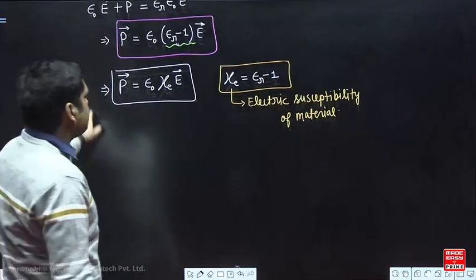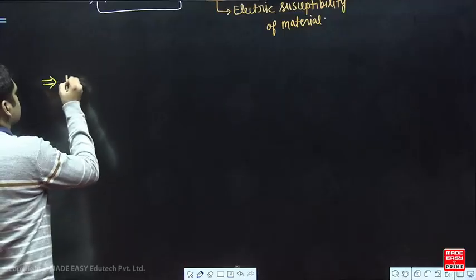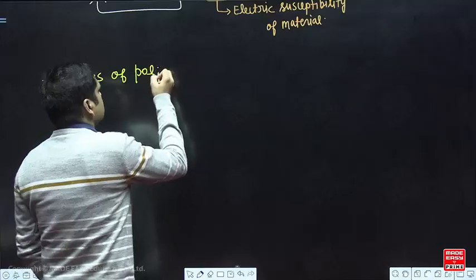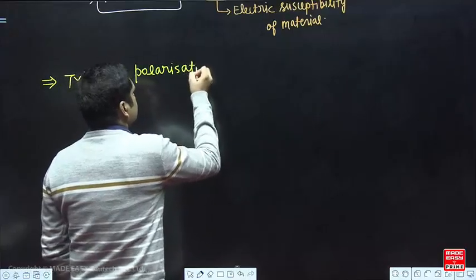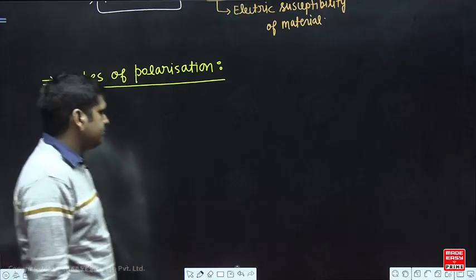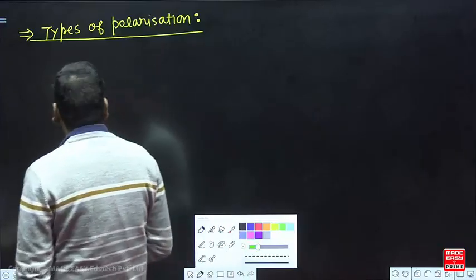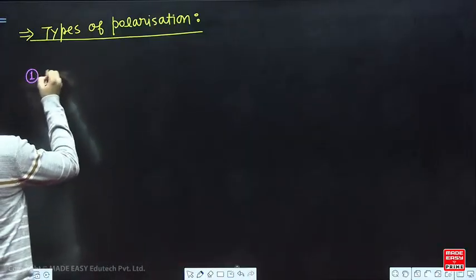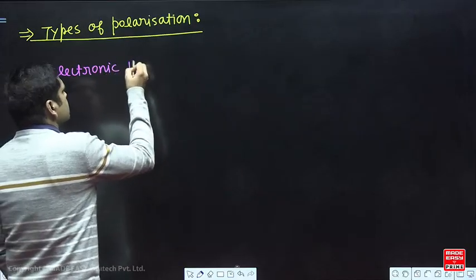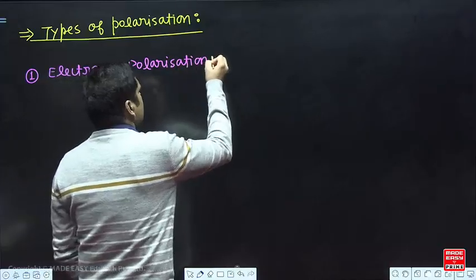Now let us talk about types of polarization. First one is electronic polarization. Such kind of polarization is found in all the non-conducting materials. Have a look how.